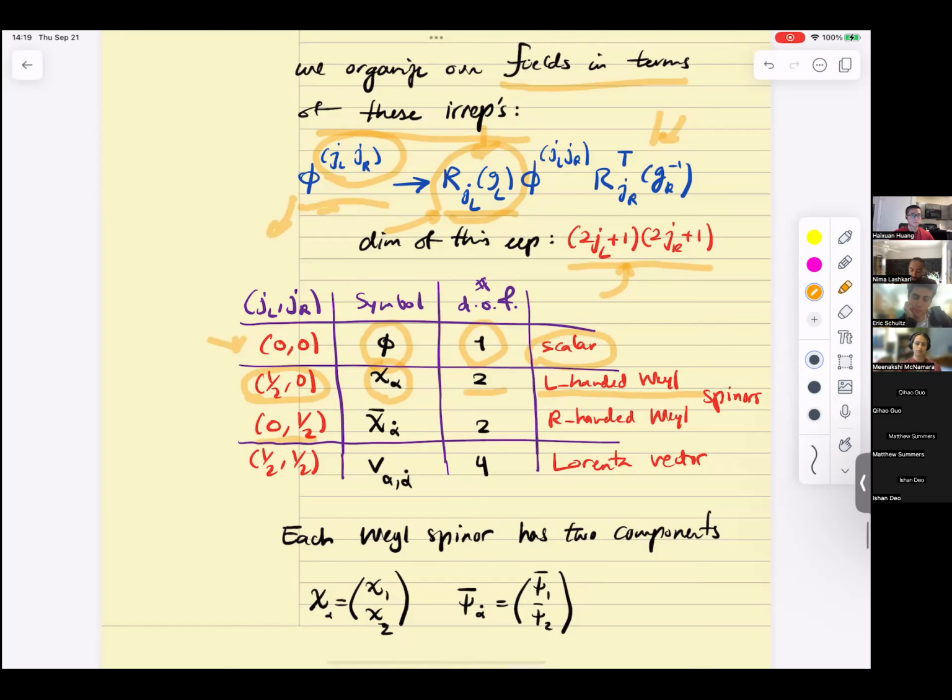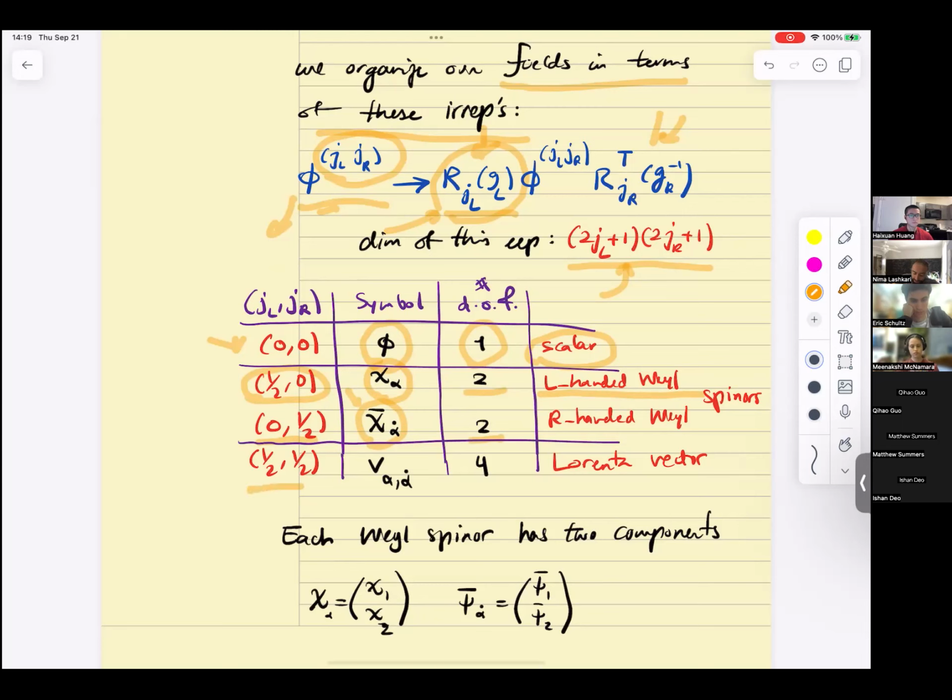You could have 0, 1/2. We usually write it as chi bar alpha dot. Alpha dot is a parameter. It's like alpha that runs from 1 and 2, but people use the notation alpha dot. It's very bizarre. I apologize. This is the notation. And the reason for bar will become clear in a second. Well, I might not get to explain the origin of it completely in this lecture, but I'll make a comment about it. These are the right-handed Weyl spinors, and there are 2 degrees of freedom.